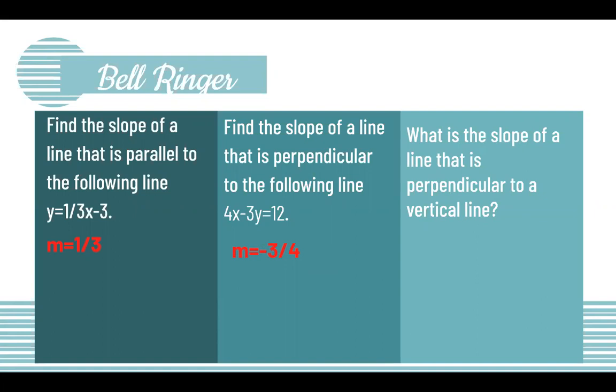So the next question is, what is the slope of a line that is perpendicular to a vertical line? Well, we know that a vertical line looks like this. Vertical lines have undefined slopes. So in order to be perpendicular, the slope would have to be 0 because it will be a horizontal line, and horizontal lines have a slope of 0.